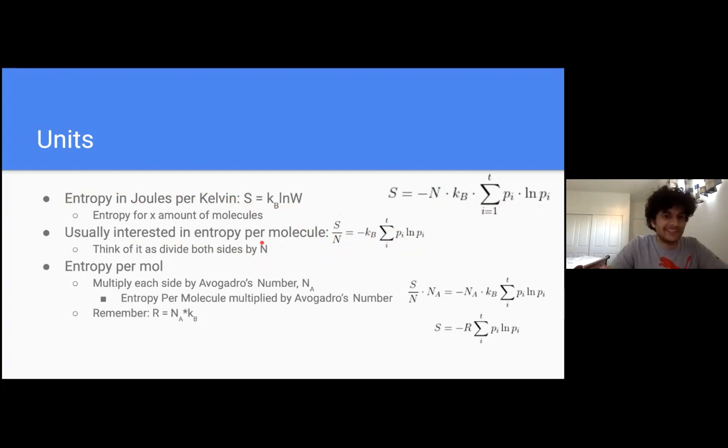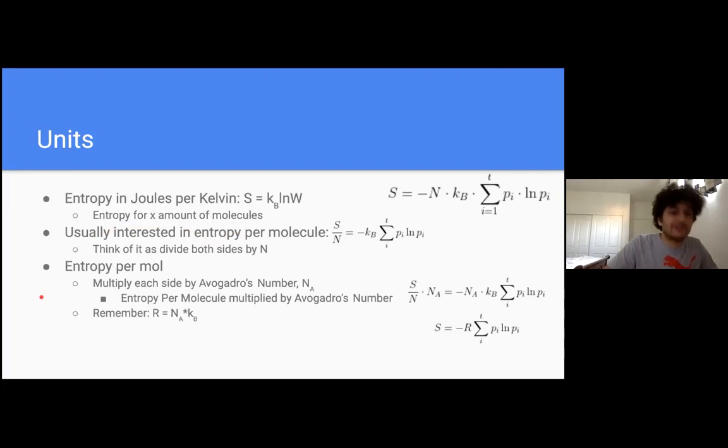However, the confusing thing is a lot of the time people will just write it as joules per Kelvin. They won't write joules per Kelvin per molecule. So keep track and know what you're solving for. Are you solving for entropy per molecule or just general entropy?